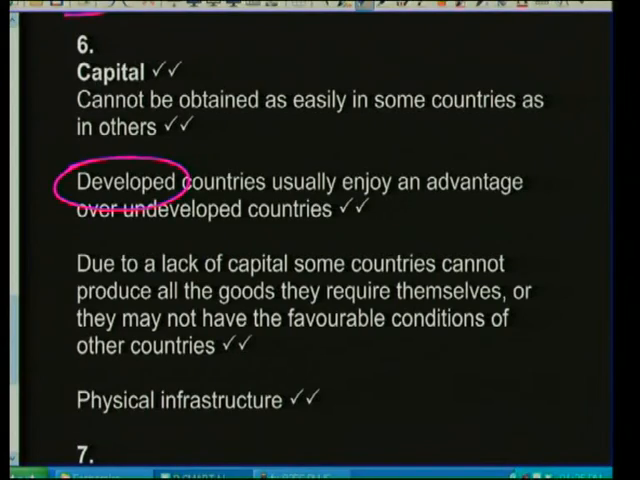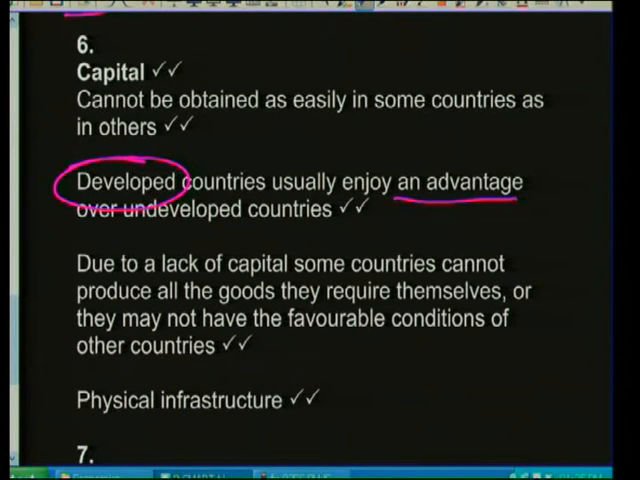That means that a developed country actually has more negotiation power. So when it comes to decision making, they have much more say than the developing countries. So I'm going to highlight developing countries and the fact that they have an advantage.